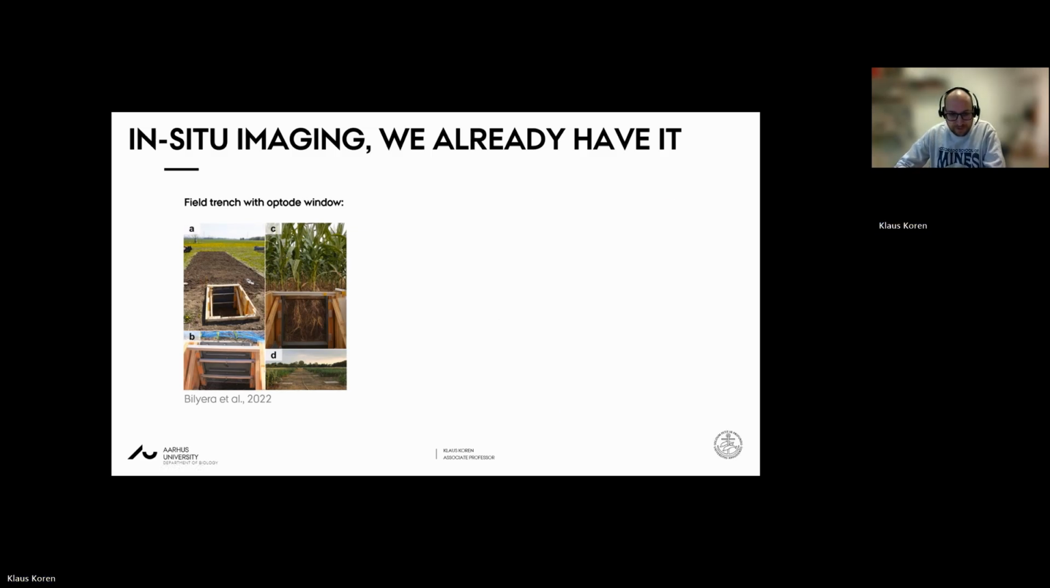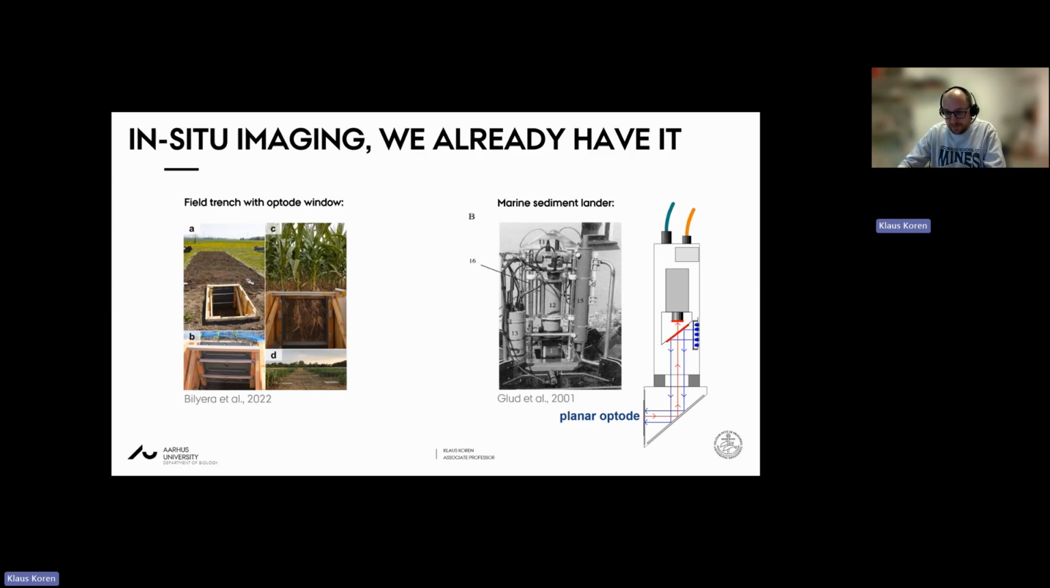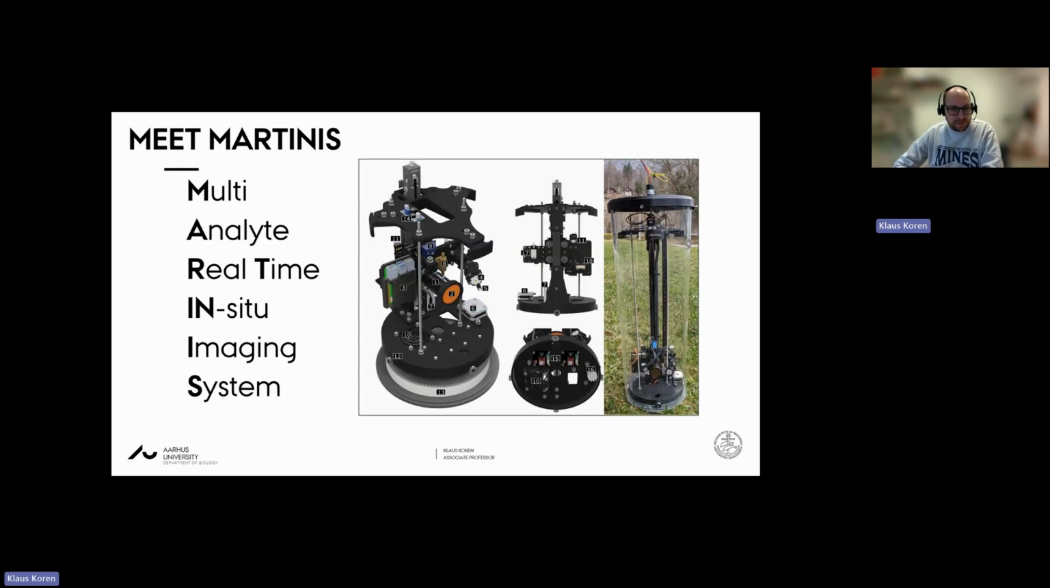Alternatively, people some 20 years ago developed a system that was able to deploy an optode system at the deep sea, at the seafloor, designed like an inverted periscope that can be stuck into the soft sediment. So that works fine, but it's only for very soft sediment. What we wanted to do is combine that and make a system that really can measure in situ without having to dig massive holes. And this is what MARTINIS is, our multi-analyte real-time in situ imaging system.